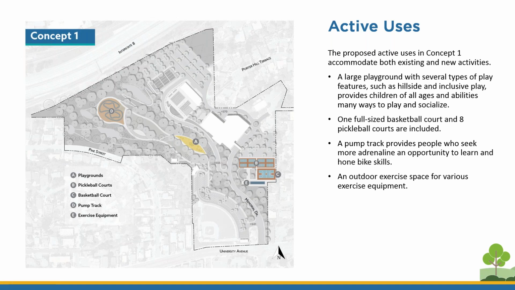The proposed active uses in Concept 1 accommodate both existing and new activities. A large playground space can include hillside and inclusive play features. 1 full-size basketball court and 8 pickleball courts are included in this concept. A pump track and an outdoor exercise space for various exercise equipment are also provided.